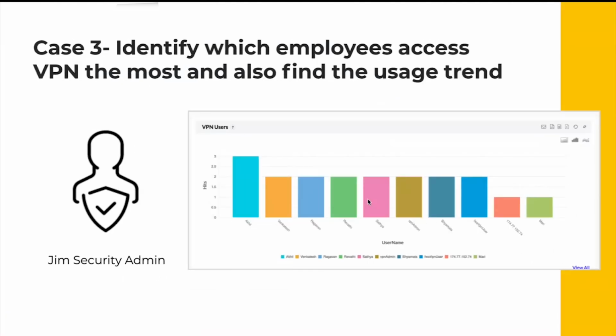So the case 3 presents: identify which employees access VPN the most and also find the usage rate. So now that the majority of the resources are joining the VPN networks, it becomes extremely important to plan and allocate the bandwidth. Say if a single employee is hogging all the bandwidth, the same would slow down for other employees.